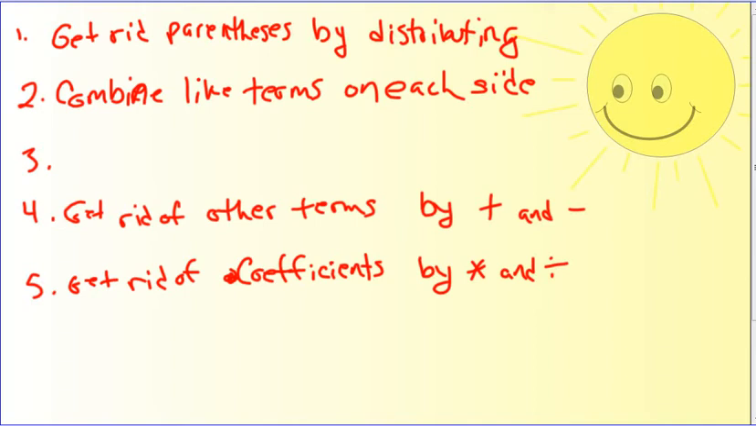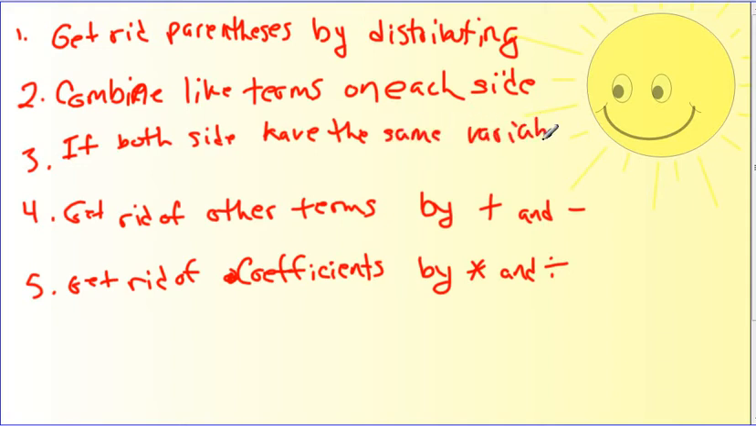And I guess while we're here, we'll fill in step 3 as well. Step 3 will take place if you have a variable on both sides of the equal sign. We're going to get rid of the variable from the right. I'm thinking of how to write this down. If both sides have the same variable, get rid of the one on the right.